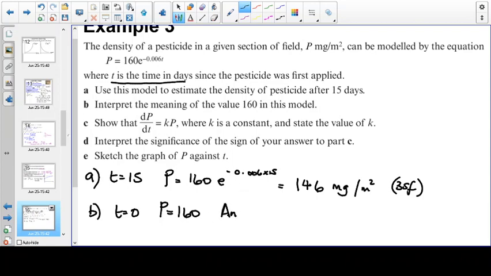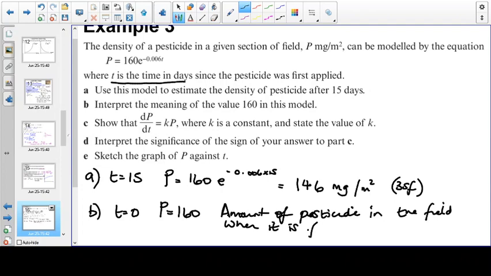Okay, so it's the amount of pesticide in the field when it is first applied.